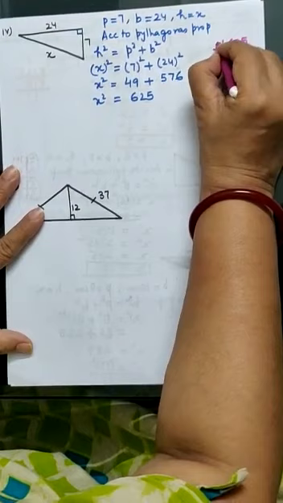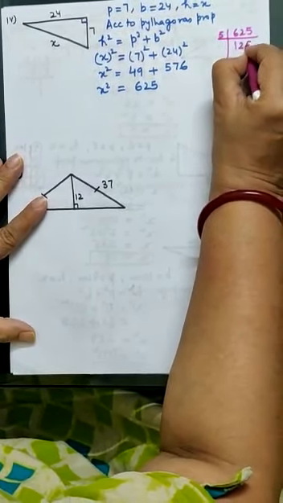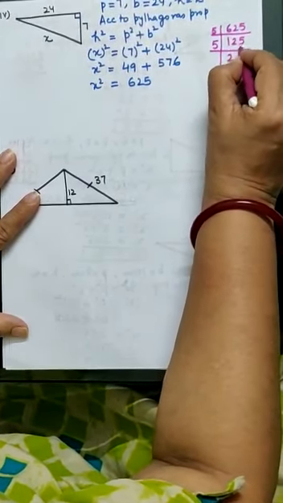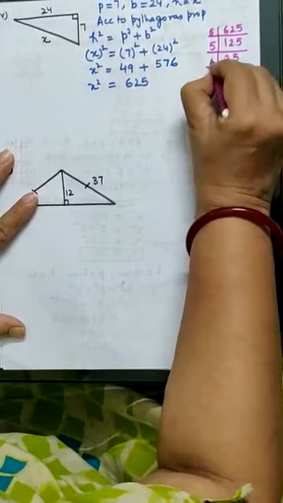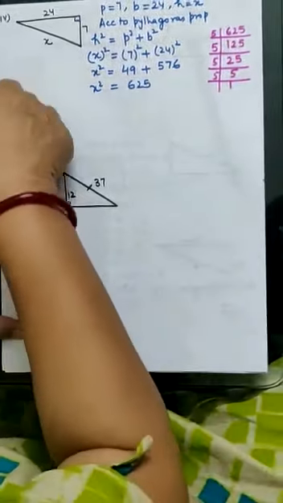So what do you get? Let us see. 5 ones are 5, 1 remainder, 5 twos are 10, 5 fives are 25. Now again 5 twos are 10, 2 remainder, 5 fives are 25. Again 5 fives are 25, 5 ones are 5. Now what do you see?